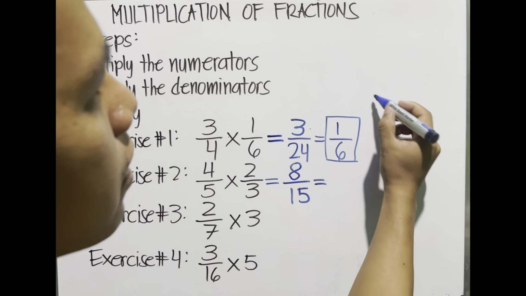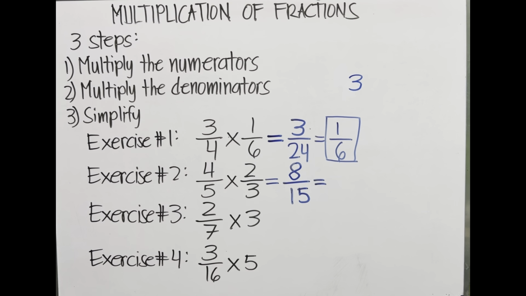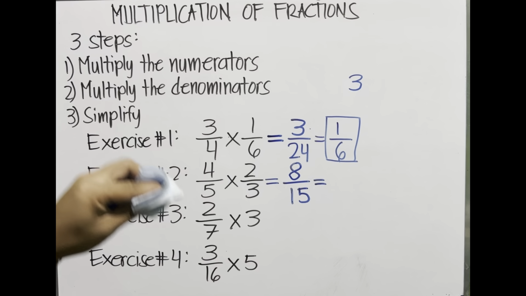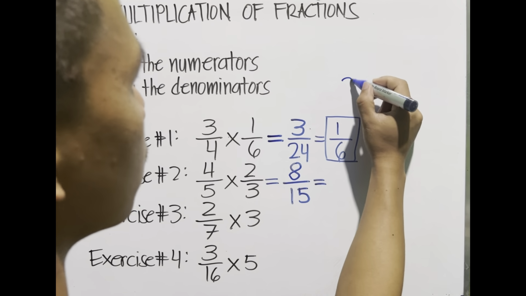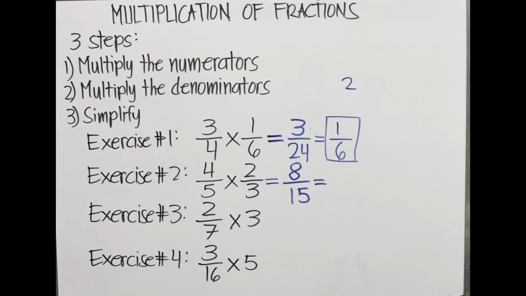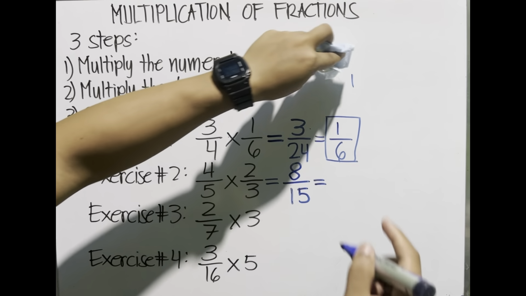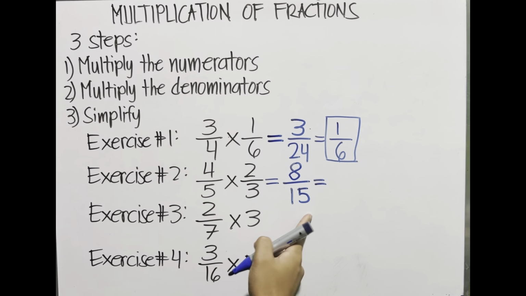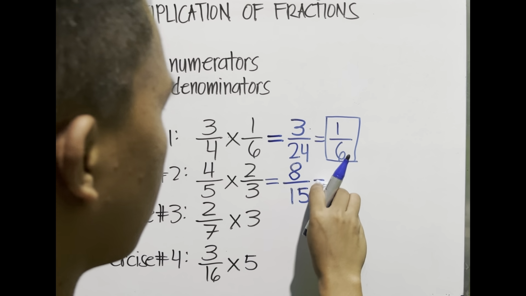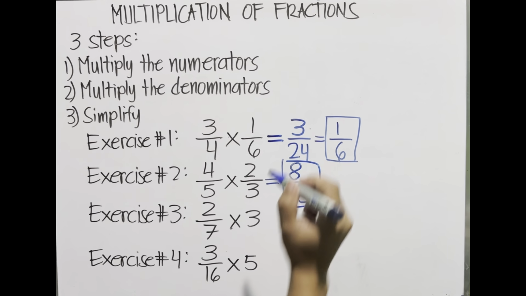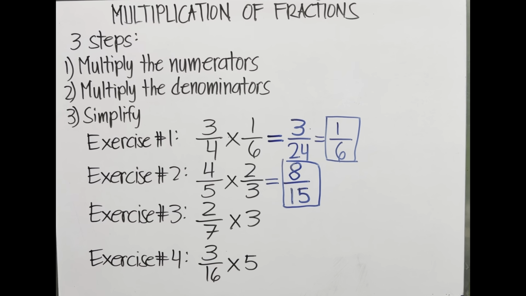So, hindi pwede. So, try natin si 3. 8 divided by 3, hindi pwede. So, hindi siya pwede. So, 2. 8 divided by 2, 4. Pero 15 divided by 2, hindi siya eksakto. So, 1, hindi na pwede ang 1. Meaning to say, hindi na to pwede i-reduce. Yan na po yung pinaka lowest term. So, yan na po yung sagot natin. Then 8 over 15.